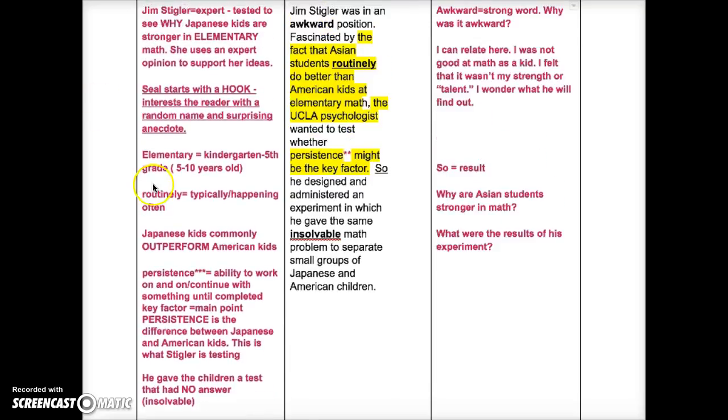Okay, just one last point. I wanted to leave you with an example of a personal connection. This isn't great, but remember, on the right side, you want to relate and connect to the writing. So I wrote, I can relate. I was not good at math as a kid. I felt it wasn't my strength or talent. So I wonder what he will find out. Was I wrong in my thinking? Okay, so this is just kind of getting my wheels turning. On the right side, you're just kind of developing your own ideas about what you're reading. And this is really, really important in setting you up for your writing later on.